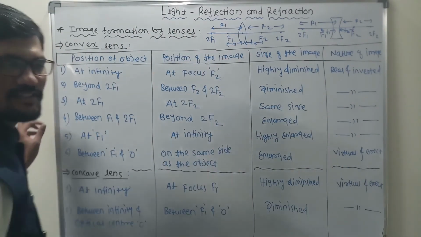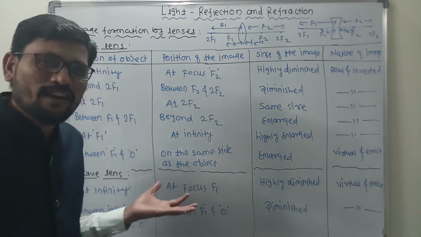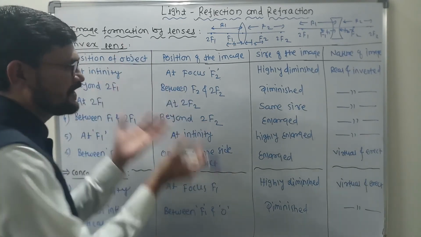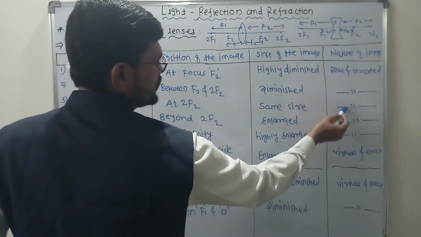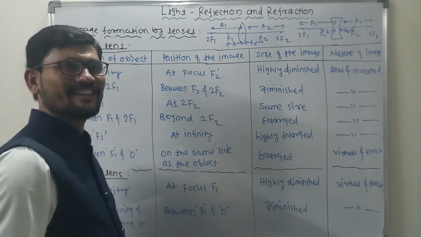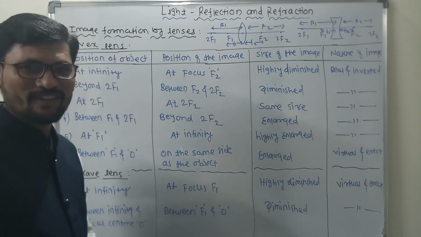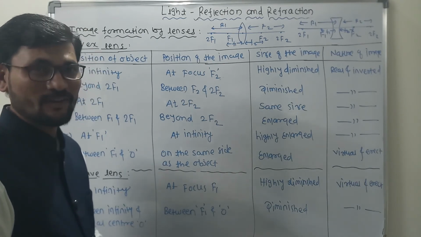And if you remember this, as I already told you in the case of mirrors, you will be able to solve any type of question. You can see these 1, 2, 3, 4, 5 cases have the real and inverted nature. Only one case is there with virtual and erect. And in the case of the concave lens we have only 2 cases, which are virtual and erect. There is no real and inverted.